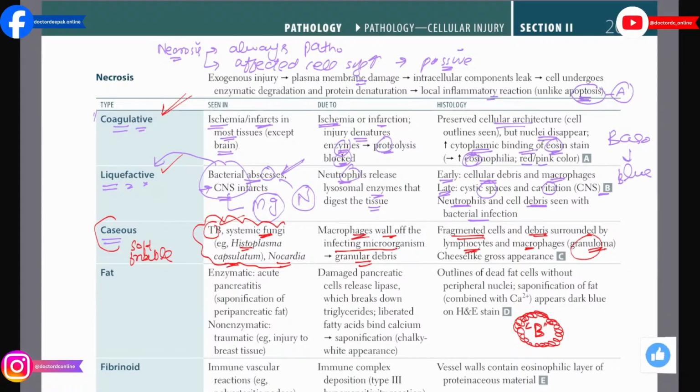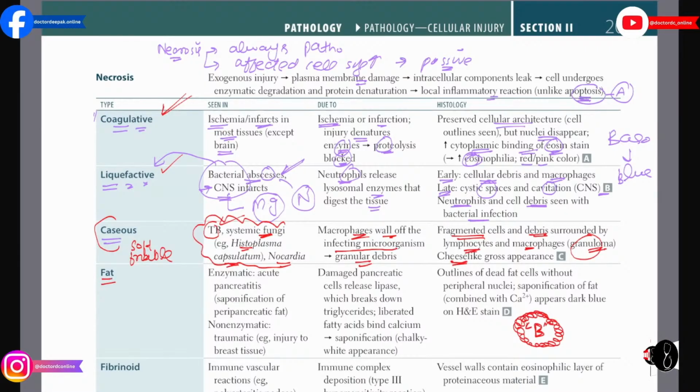And if you see this granuloma under the histology, it looks like cheese. It has a cottage cheese-like appearance. So they can ask you, if they give you a histology, in which kind of necrosis you will see the cottage cheese appearance, then it is seen in caseous necrosis. Then after that, we have to read about fat necrosis.